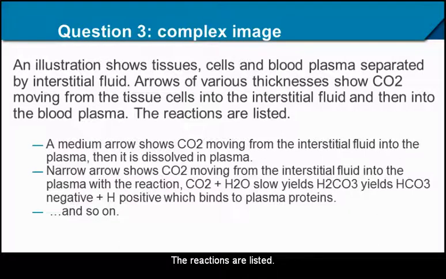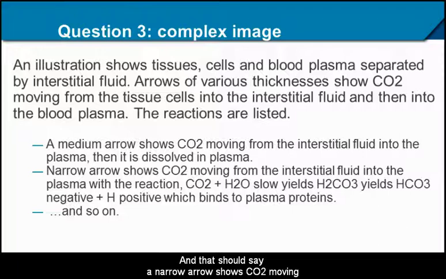The reactions are listed. So now all that's left for us to do, and I put that in quotes, all, but what's left for us to do is to list all of these reactions. And we can just do those starting from the top to the bottom in a nested list. In fact, we don't have to be nested. It's just a bullet-pointed list format. A medium arrow shows CO2 moving from the interstitial fluid into the plasma. Then it's dissolved into the plasma. A narrow arrow shows CO2 moving from the interstitial fluid into the plasma, and then there's a reaction.